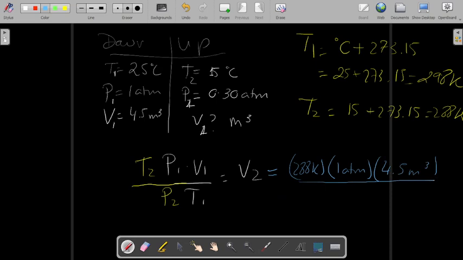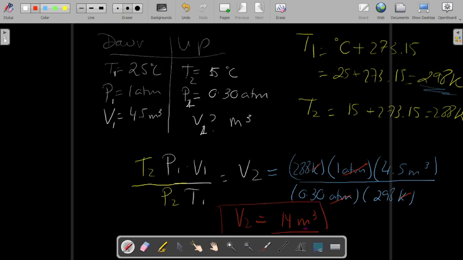By pressure 2, which was given to me, 0.30 atmospheres. And also on the bottom part is temperature 1, which needs to be in Kelvin. So it's 298 Kelvin. What happens here? The units are going to work out. The atmospheres are gone. The Kelvin are also gone. And you're going to be left with cubic meters. Put everything in the calculator, and then you'll see that your volume 2 equals 14 cubic meters.